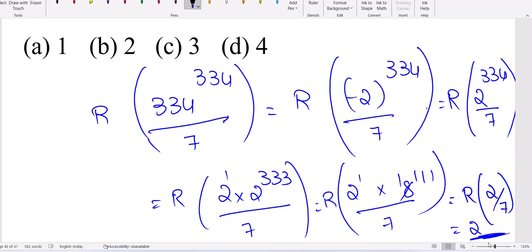Cyclicity also you can try, but it will take time: 334 divided by 7, 334 square divided by 7. It will take a bit of time.